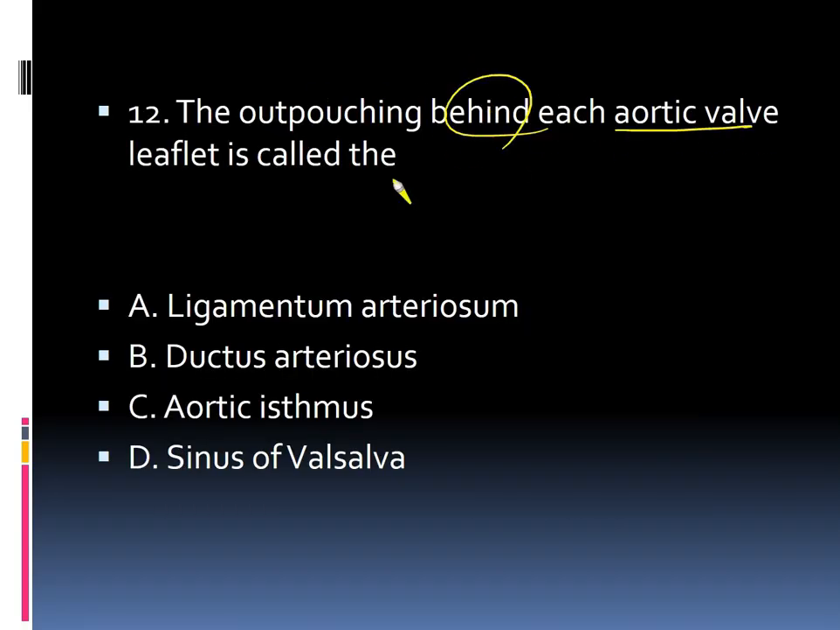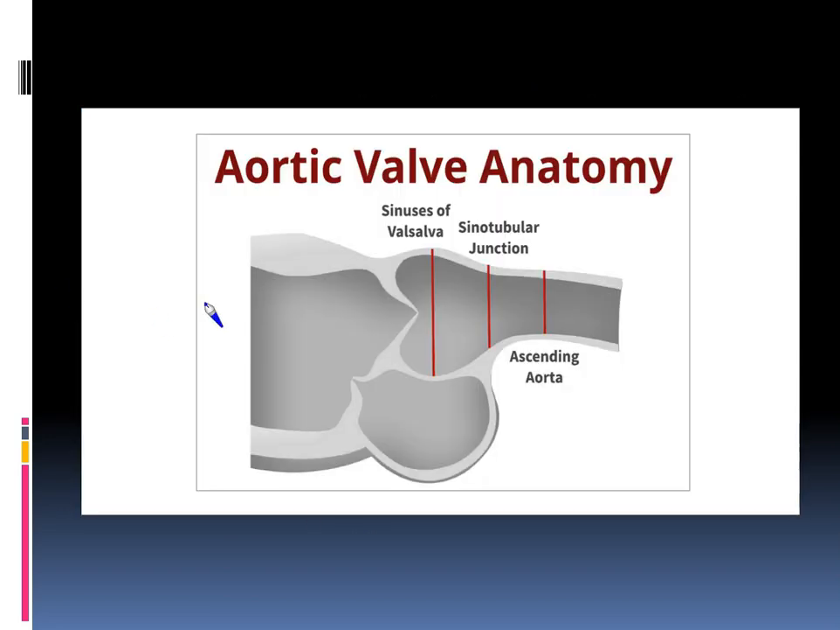This question is asking about the location of the expanded area behind the aortic valve. If you look for the correct answer, you should choose the sinus of Valsalva, which is listed as option D. As you can see in the diagram, there is the aortic valve, and the area that bulges out behind it is called the sinus of Valsalva. Next, the area connecting to the ascending aorta in the middle here is called the sinotubular junction.